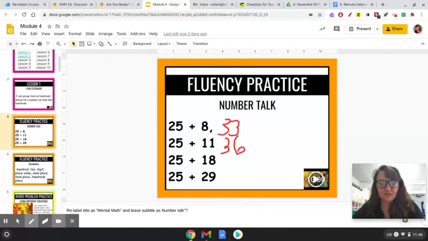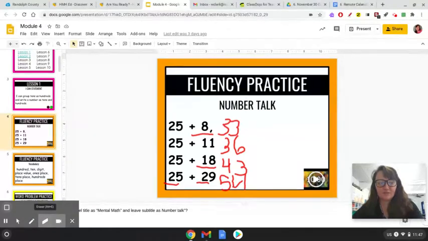All right, now that you've solved it, 25 plus 10 is 35. 35 plus 8, well, 35 plus 5 is 40. 40 plus 3 is 43. Or you could have added 10 to this answer because that one was 8 and then 18. 25 plus 29, last one. Okay, 25 plus 20 is going to be 45. 45 plus 9, we know that 45 plus 5 is 50. 50 plus 4 is 54. All right, good job. Don't forget to write these down somewhere.